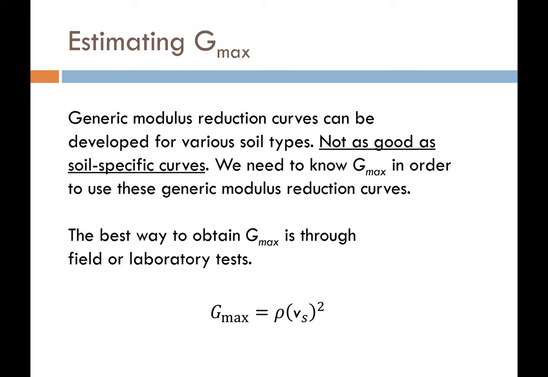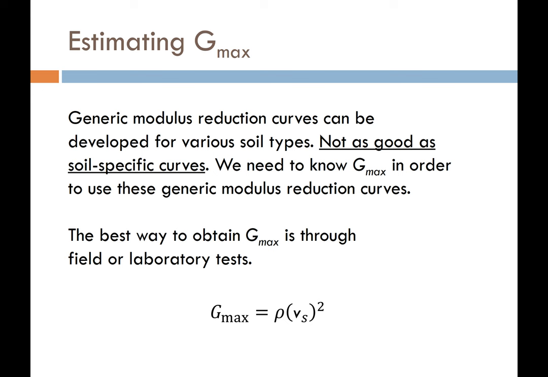So we can use those modulus reduction curves to estimate values of the secant modulus, but in order to do that, we have to come up with estimates of the maximum shear modulus. So we can use the ratio G over G max. Without G max, those ratios are meaningless.